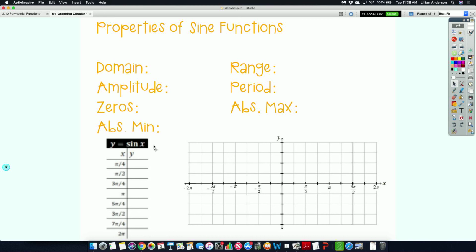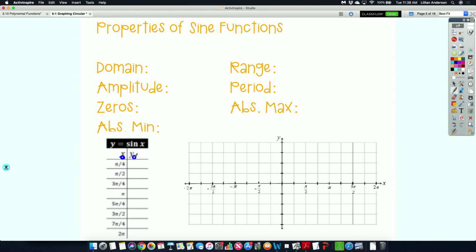Now, the one thing I didn't like about this foldable, and I didn't feel like creating one myself, was that, as you can see, it doesn't start at 0. So you want to make sure that you add 0 in there because that is an important one. It's where the graph crosses the y-axis. So when x is 0, what's the sine of 0 again? Sine of 0 is 0.